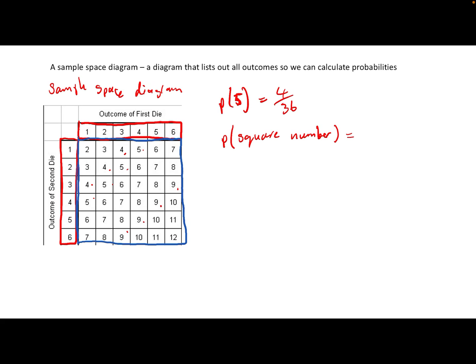So basically it's 4 or 9. So it's going to be adding them together. So that's 3 plus 4 is 7 over 36. This is the probability of getting a 4 or of getting a 9. Okay, listen to the words I'm using there. I'm using the words and, I'm using the words or. That's really, really important.